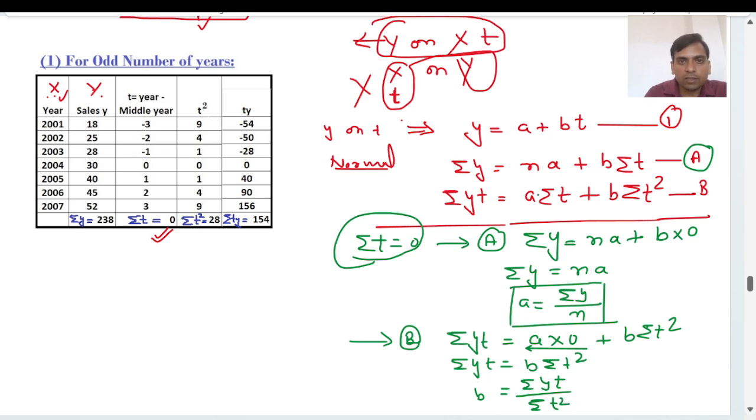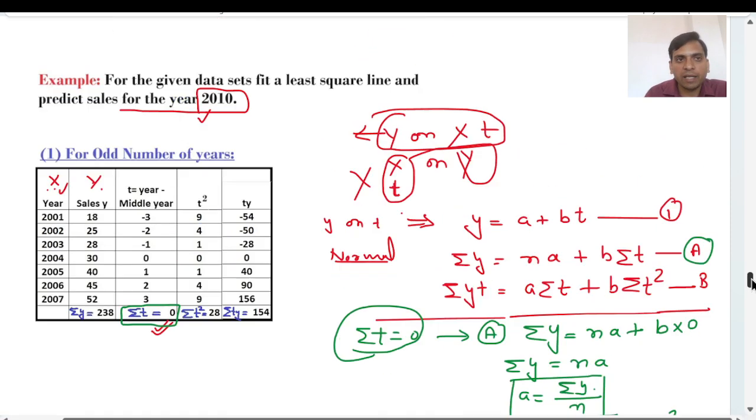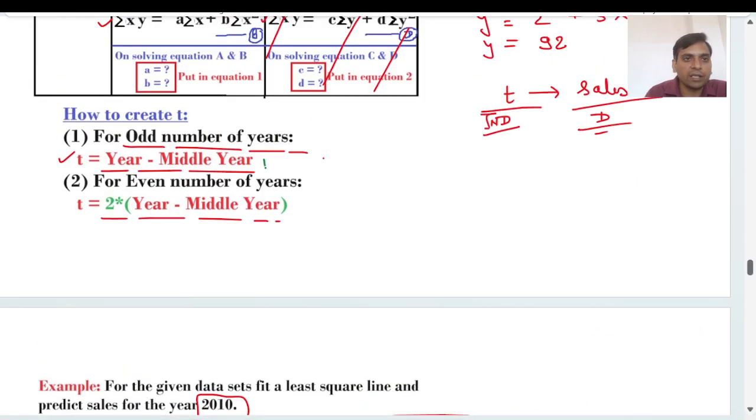So for the calculation of a and b, the objective is to find the a and b values. For a and b, you need summation yt, summation y and summation t square, but we must have summation t equals 0. To get summation t equals 0, we have a specified methodology to find t. This is year minus middle year for an odd number of years, and 2 into year minus middle year for an even number of years.